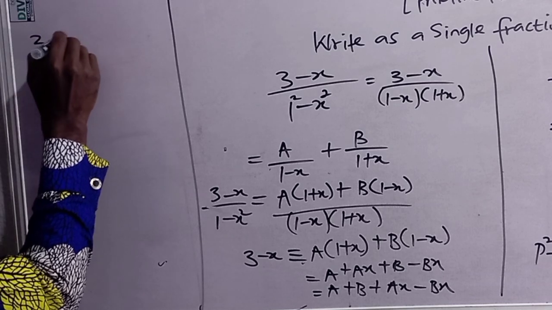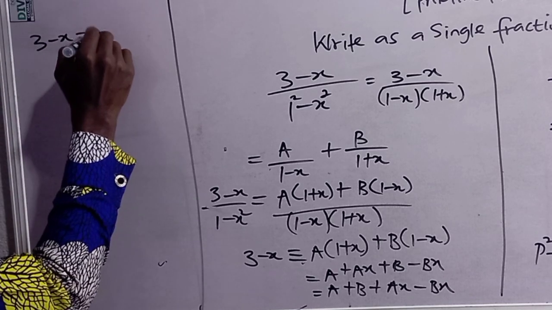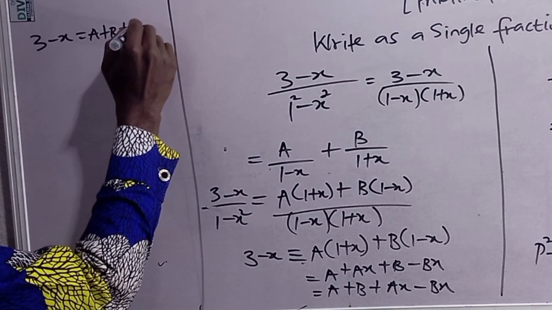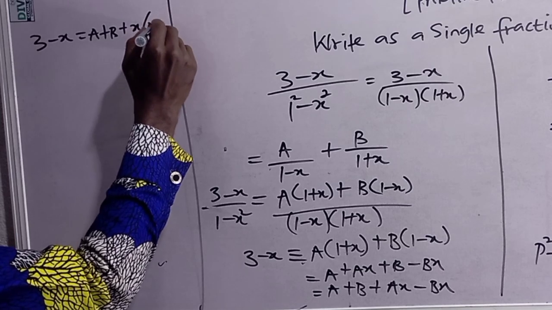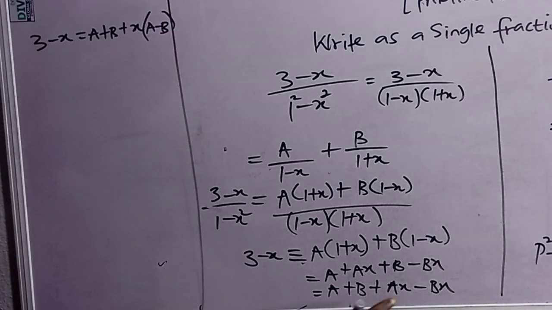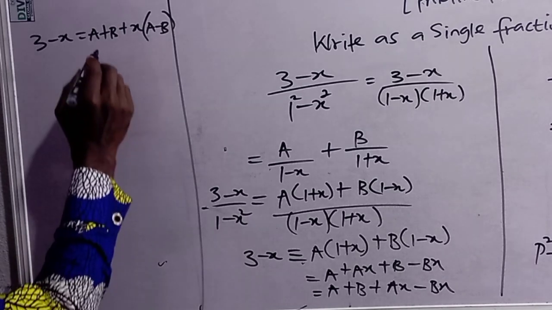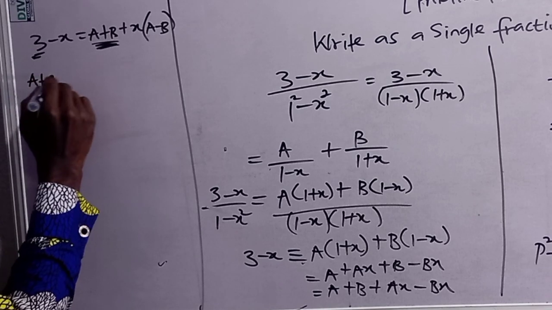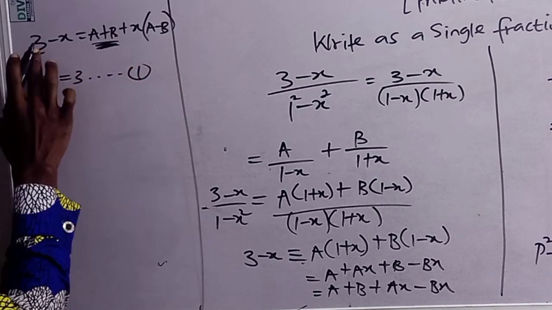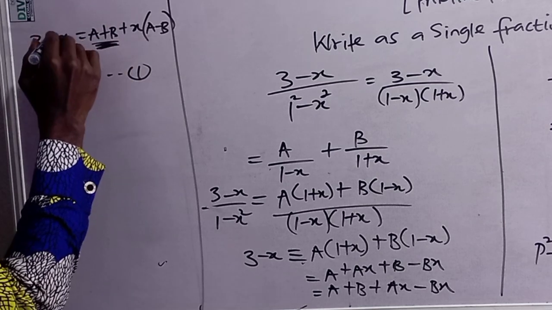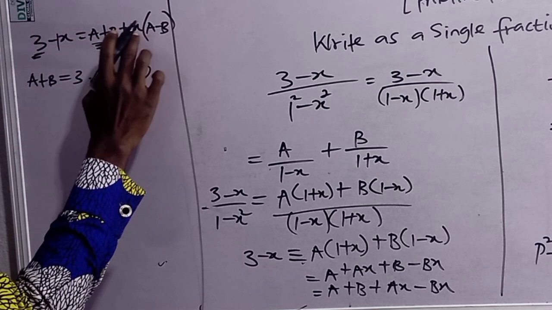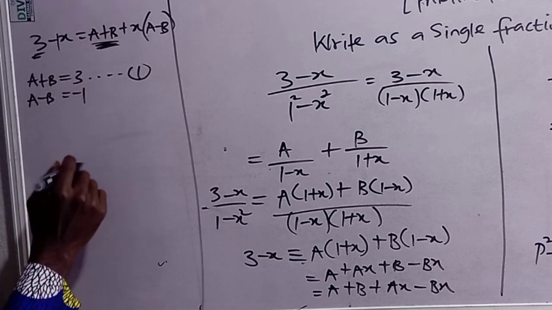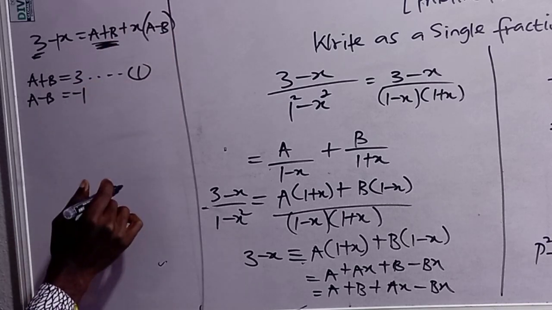From here, we have it as 3 minus x is equals to a plus b plus, we can now factorize x here, which is x into a minus b. So comparing the constant here, we can now say a plus b is equals to 3, equation 1. 3 is a constant, a plus b are constant. Here the coefficient of x is minus 1, and here the coefficient of x is a minus b. We can also say a minus b is equals to minus 1, comparing the coefficients of x.